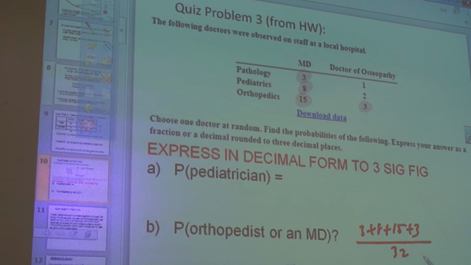If I want to find someone who is an MD and pathology, I can just grab that number, 3 out of 32. I don't do any multiplication at all, which we're going to learn about later on today. Okay.